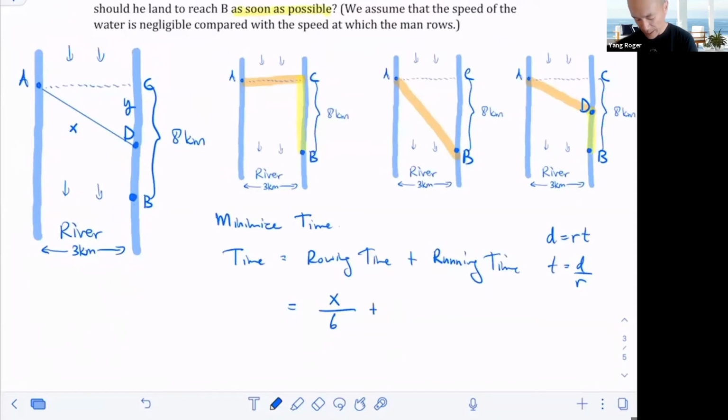When I want to get the running time, what's the distance that they're going to run? What's the distance from here to here? That's right. That's 8 minus y. And we're going to divide that by 8 because that's the rate at which the person runs.